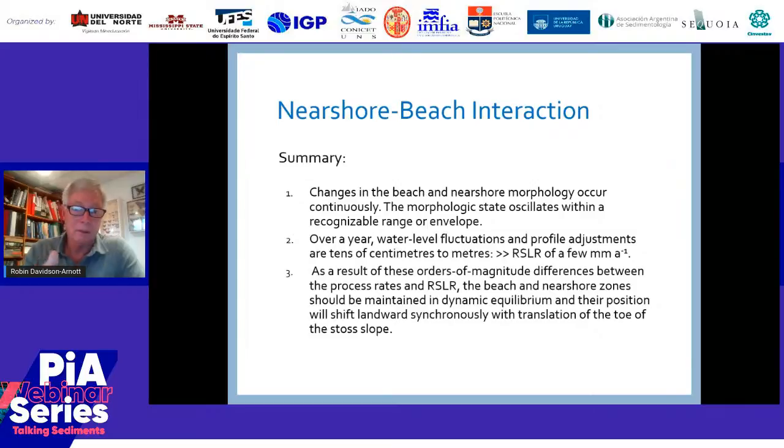So the summary then suggests that the water level fluctuations and the changes in beach and nearshore morphology are much greater than the impact would be from a few millimeters of increase due to sea level rise over a period of a few years to maybe a decade. So I think that supports the idea of the RDA model that as long as the sea level rise is small, this dynamic equilibrium in the nearshore and beach will allow that whole lot to shift synchronously with sea level rise.